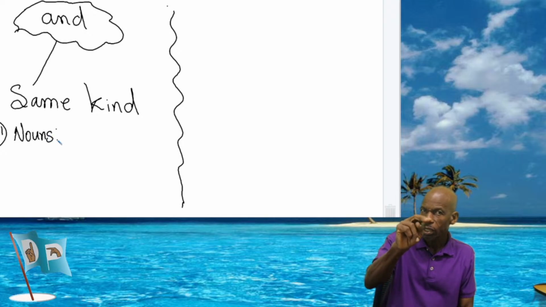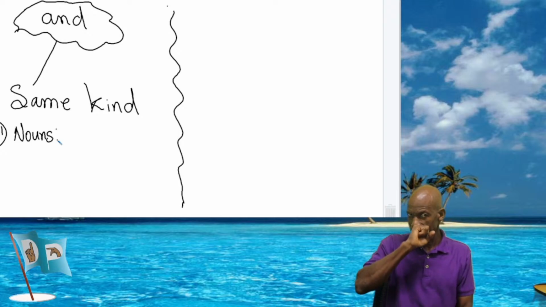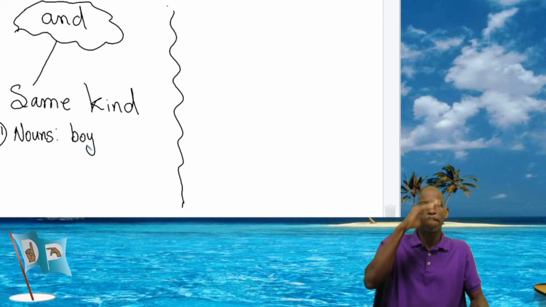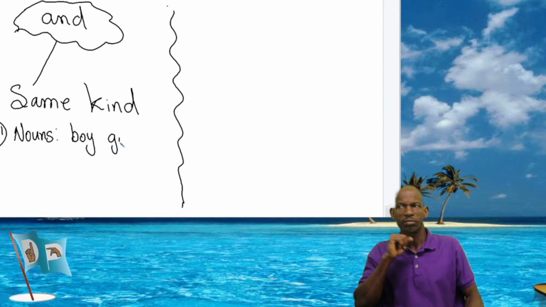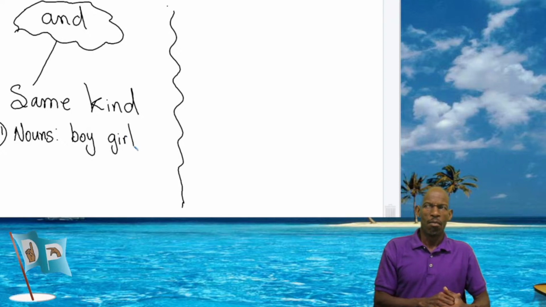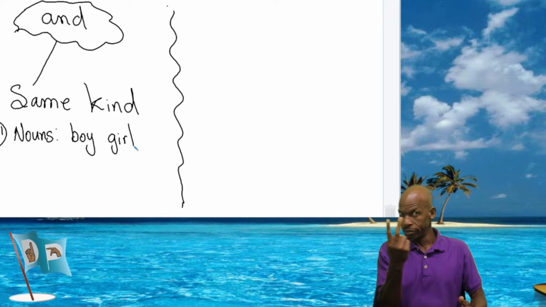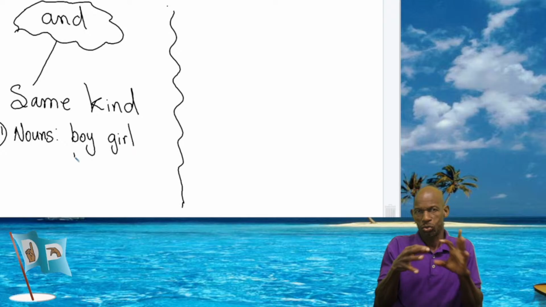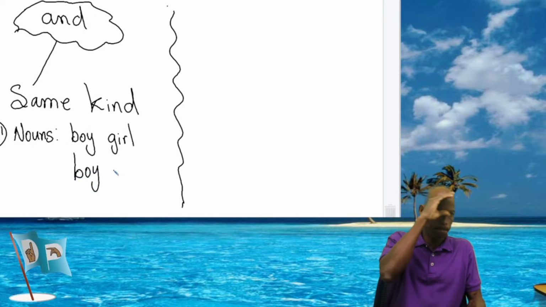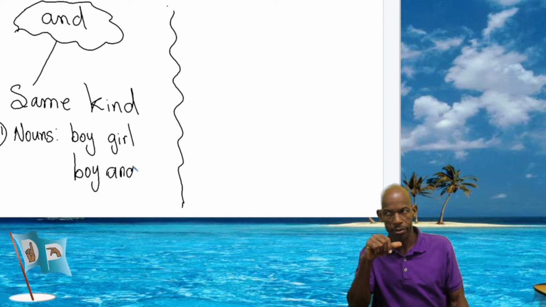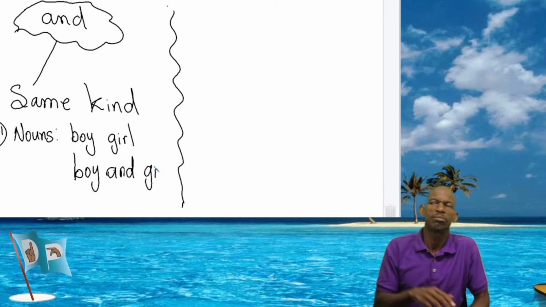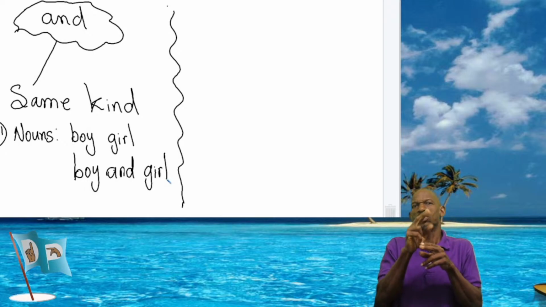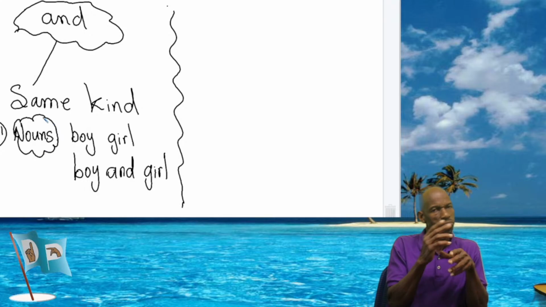So if you're looking at a list, certain nouns like people. So I have boy, girl. Both of these are people. So I join it with "and". So boy and girl. So I join nouns together. So nouns are the same kind.